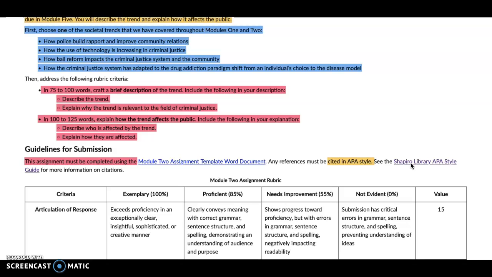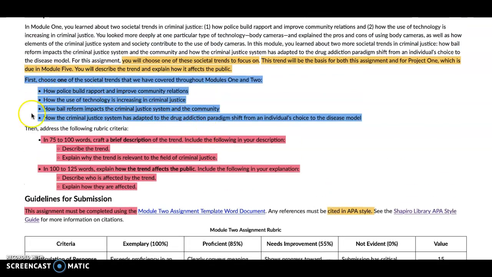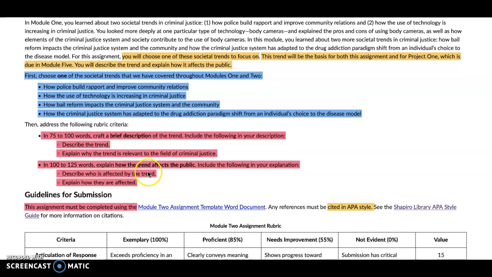So again, use your textbook and your module resources as you work on this assignment. You need to be concise and thorough at the same time in your explanations, in terms of your description and how the trend affects the public.